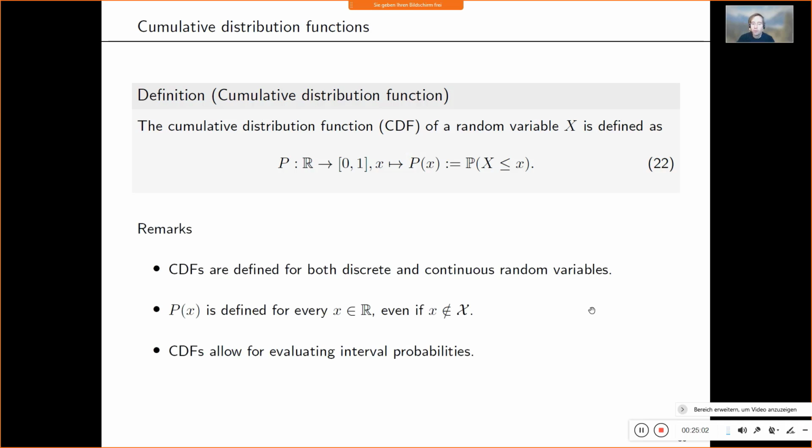So the first important thing is to appreciate that CDFs are defined for both discrete and continuous random variables, which is essentially the same as the next remark here, that P(x) is defined for every real number, even if this real number is not in the outcome space of x, which we will see examples for. What cumulative distribution functions are useful for is, for example, evaluating interval probabilities.